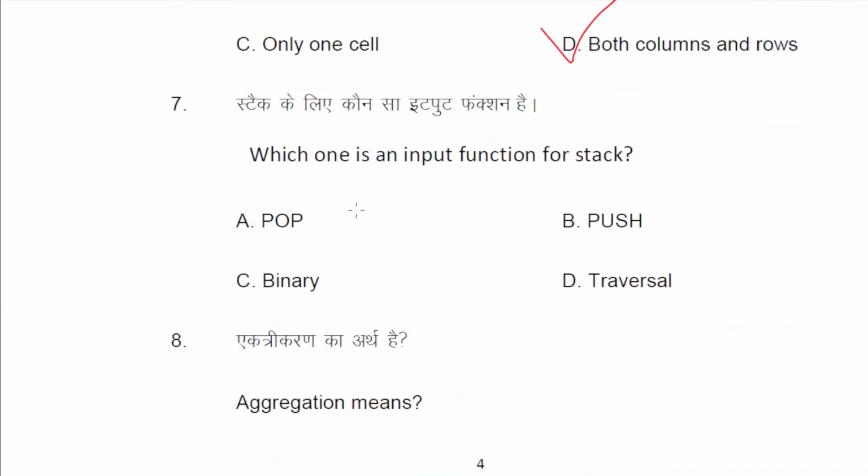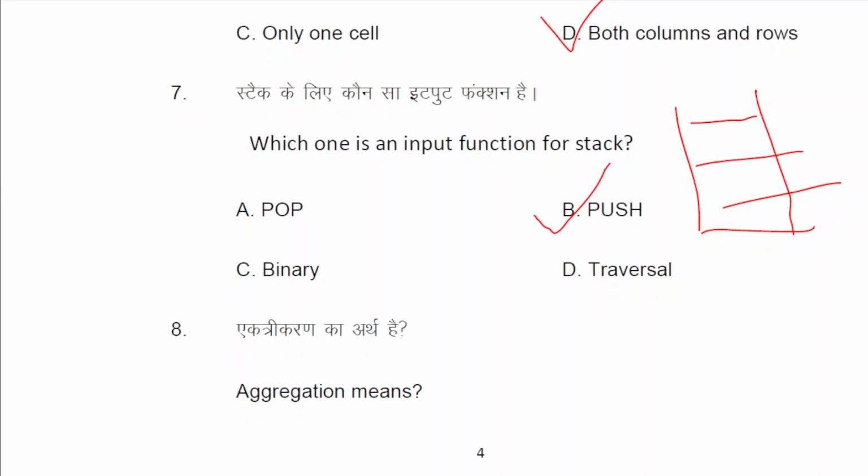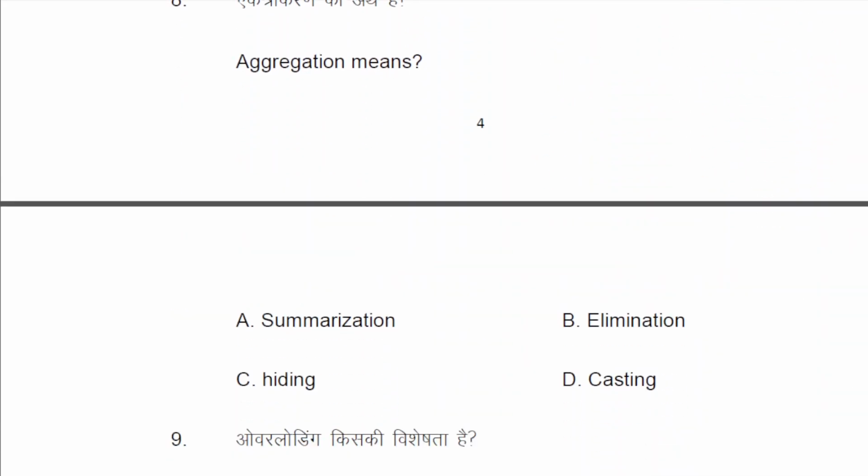Which one is an input function of a stack? If you declare a stack like this, we mainly have two operations: one is push, the other is pop. Push is for inserting, pop is for deleting. They are asking for the input function, so it is push. The answer is B. Aggregation, as the name suggests, is summarization. So answer is A.